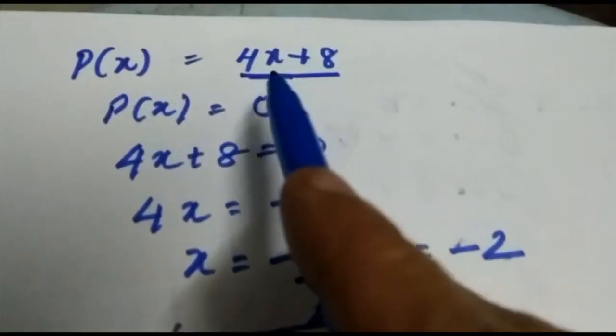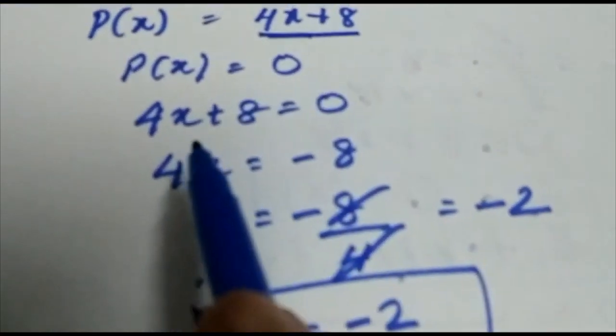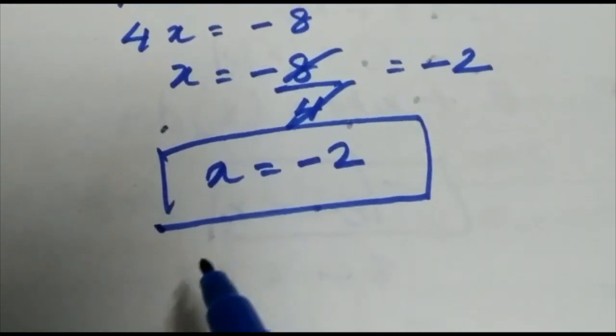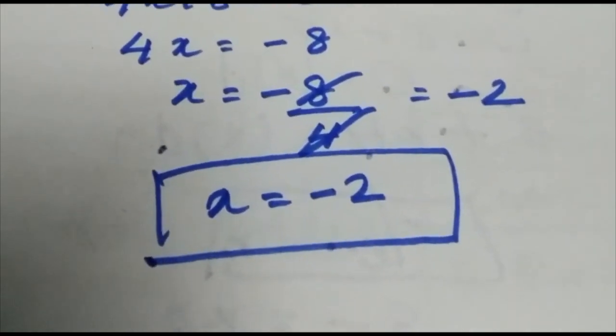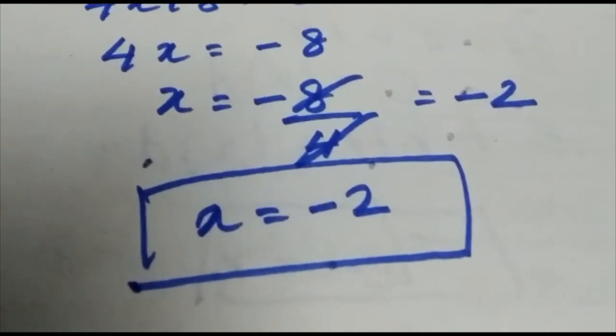So whatever may be the polynomial, we have to equate it to 0 to find out the zeros of the polynomial. To find out why the zero of the polynomial is very important, we will see the geometrical meaning of the zeros of the polynomial.